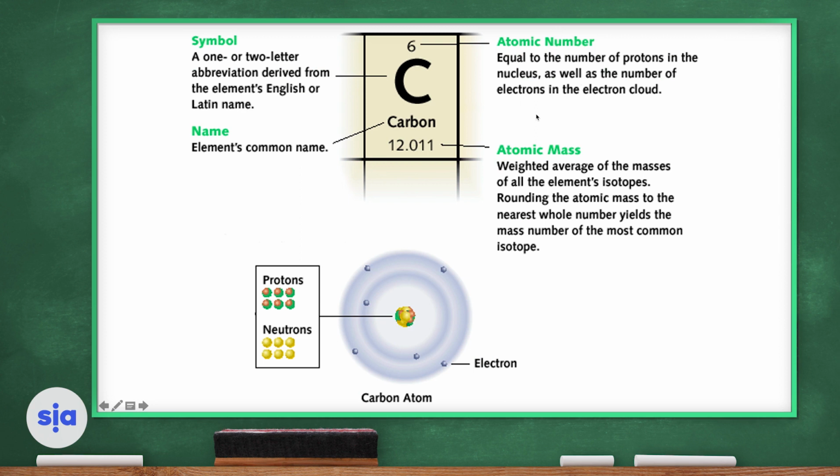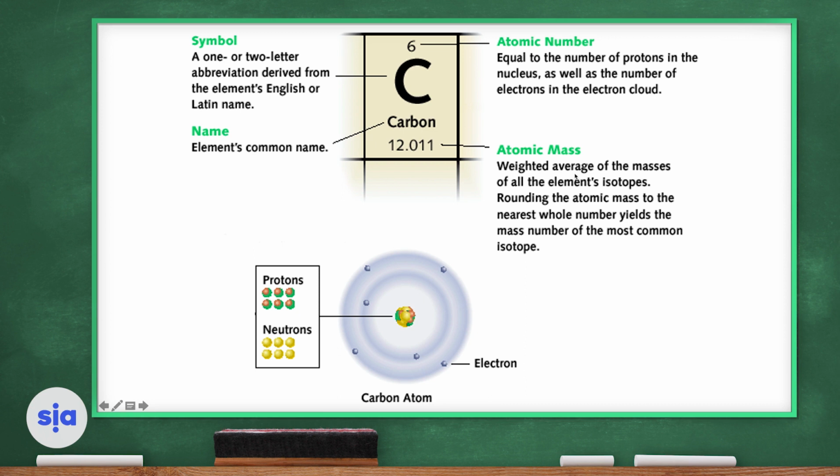Okay, so the difference between the atomic number and the atomic mass is that the atomic number is equal to the protons in the nucleus. Can you remember that the nucleus of the atom has protons and neutrons? The number of protons are the atomic number. So this means that carbon has 6 protons in the nucleus.